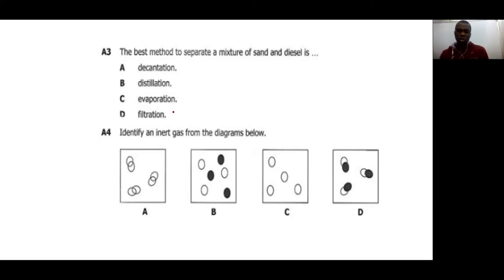Usually this one is used to separate water from a solution. For example, a salt solution, we can remove the water, leaving the salt crystals on their own, or even a sugar solution. Let's look at filtration. This is the one which we can use to separate a mixture of a liquid and smaller solids. For example, the sand and the diesel. Diesel is in liquid form and the sand is in solid form. So the sand is going to be trapped on the filter paper and it will be called the residue. Then the diesel will pass through as a filtrate, which will be collected in a beaker or any receiving vessel.